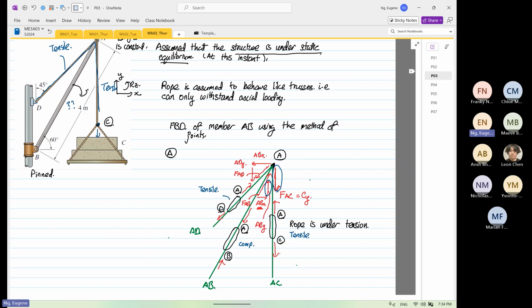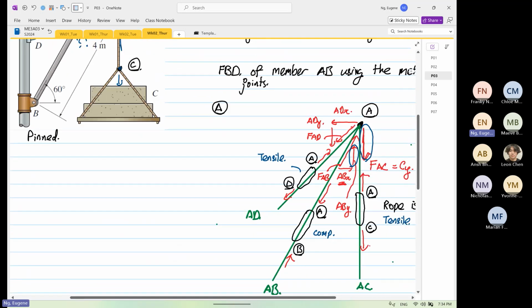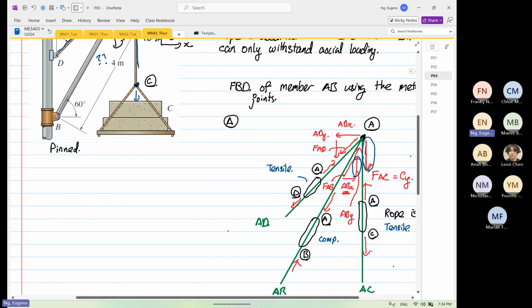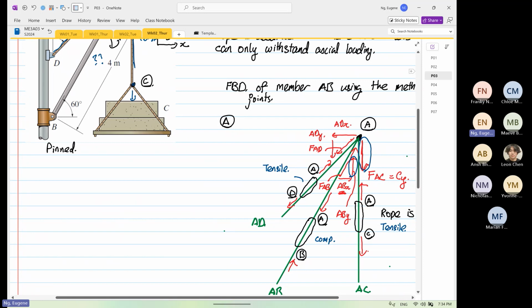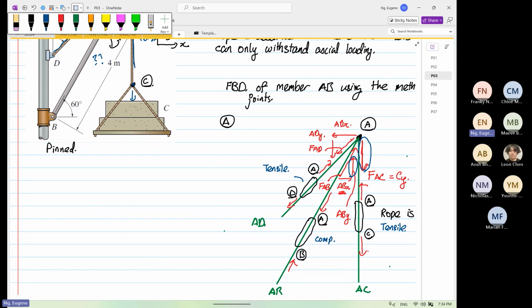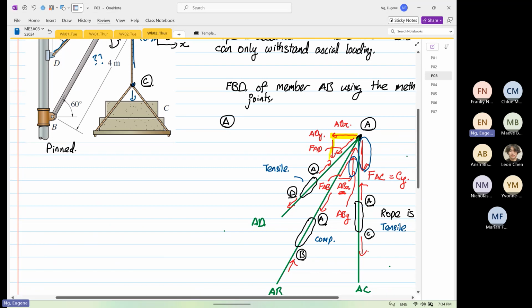Once you've got the free body diagram set up, we are going to use what we have drawn. The forces that we are going to focus on, I'm going to highlight them. These are the force vectors that we're going to focus on. These are all the force vectors.